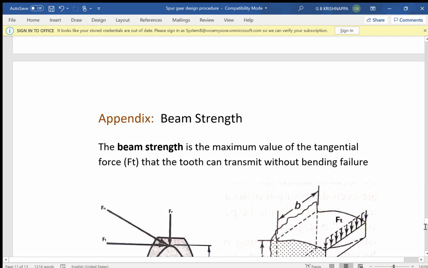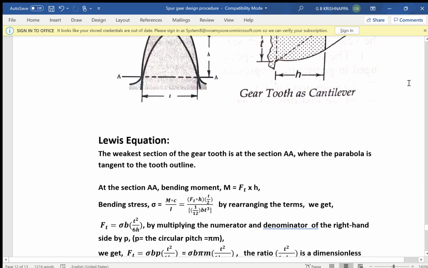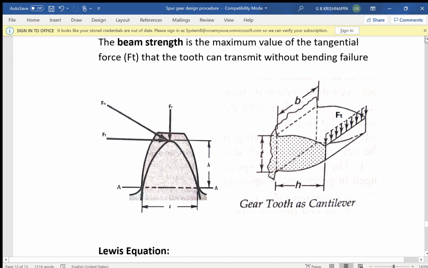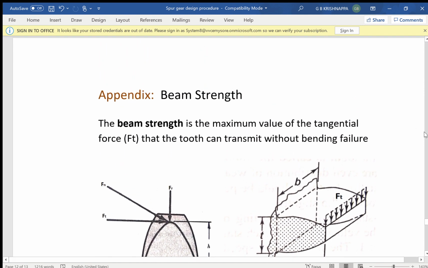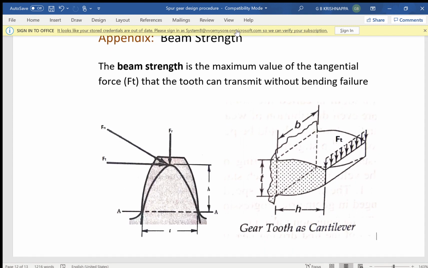So let us understand beam strength, because you know that one of the important steps in the spur gear design is a design for beam strength. In addition to that, in the examinations, they may ask this question: obtain a Lewis equation for beam strength. For that reason also you have to study this.